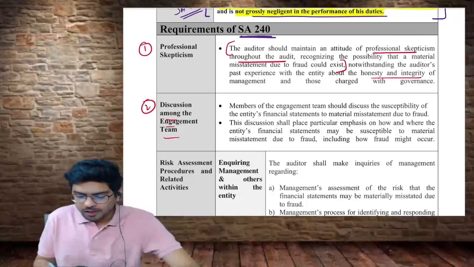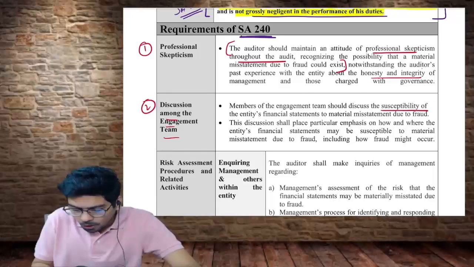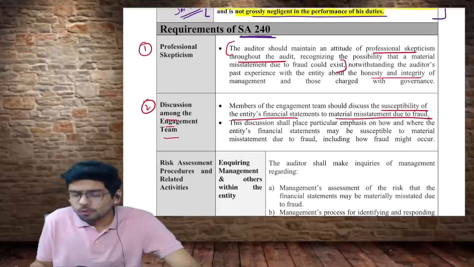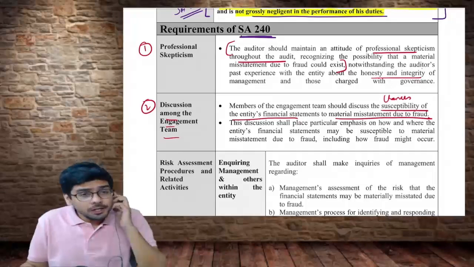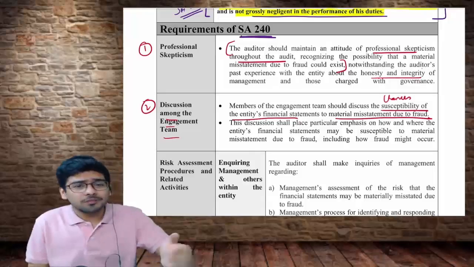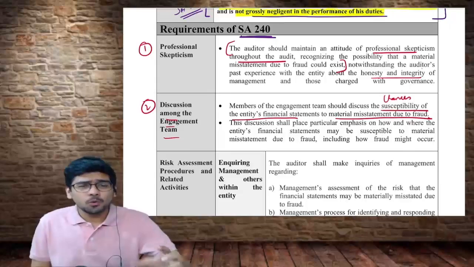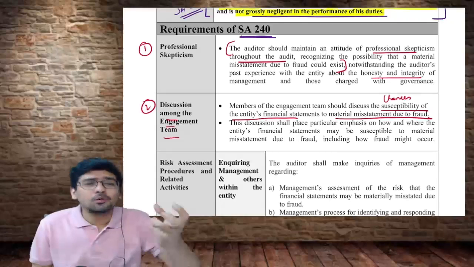So there has to be a discussion amongst the members of the engagement team. Members of the engagement team should discuss the susceptibility of the entity's financial statements to material misstatement due to fraud. Susceptibility simply means chances. We need to discuss among ourselves what are the chances that management must have done fraud in the company? What are the chances of financial statements being materially misstated due to fraud?